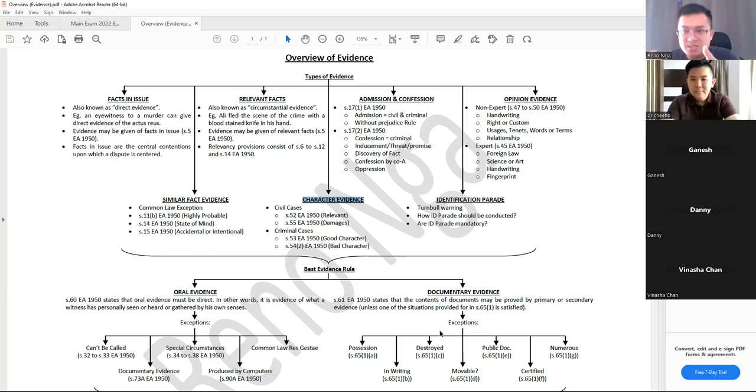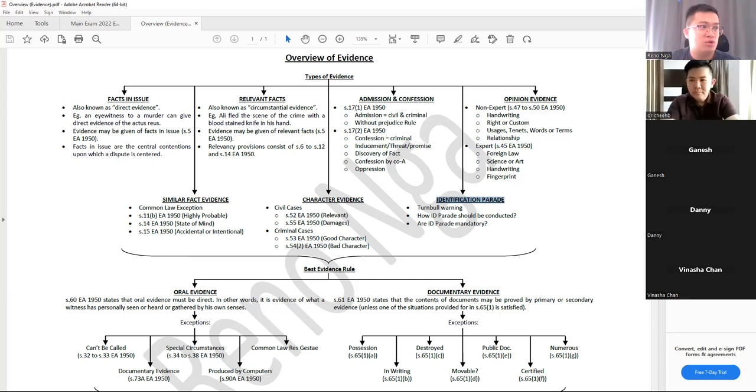Why? Because this case is this case. Previous case is previous case. You cannot lump them together. And then the last one is identification parade. So this is like, I'm not sure whether you guys watched any drama or movie before. Whenever a crime is committed, when the police arrest some person, then they will stand in front of the glass. Then you guys can see through the glass and then say, okay, this person, I can recognize him. This process we call identification parade, or in short form we call ID parade.